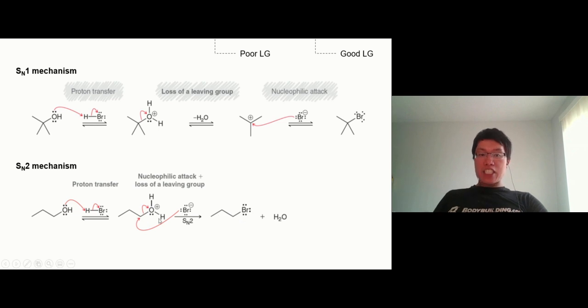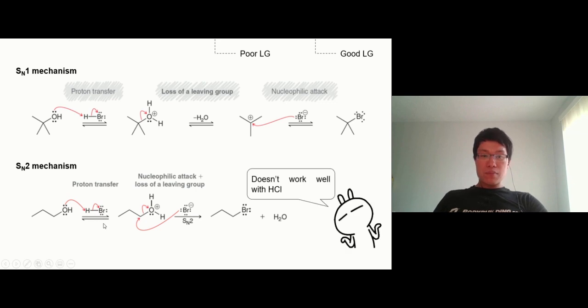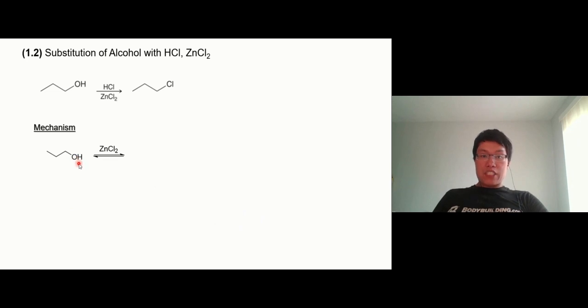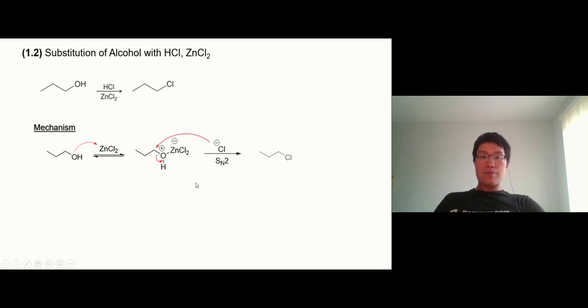But practically, HBr works just fine, but HCl, hydrochloric acid, doesn't work that well to convert alcohol to alkyl halide. See how we do it. We're going to use a catalyst, zinc chloride. What does it do? Similar mechanism: OH attacks the zinc, so you get zinc on it. This is a really good leaving group here, and then chloride attacks. Ta-da! That's it. Super simple. So for HCl, we have to add a catalyst to make it more effective. So we use zinc chloride to do that. Okay, so this is all substitution reaction.